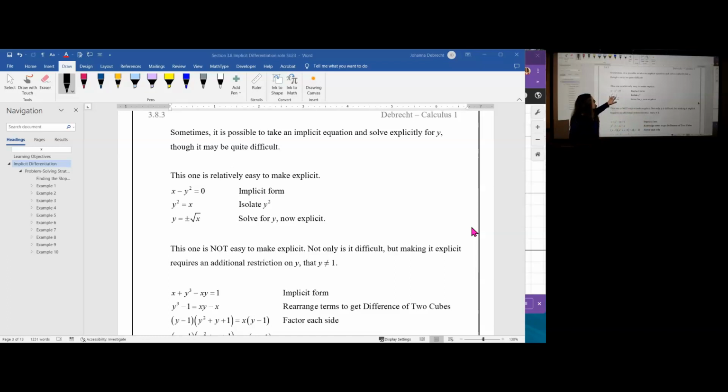Now, if we solved it for y, we would have to move each term to the opposite side of the equation and then take plus or minus the square root. However, it would be easier to take the derivative in the implicit form because of the radical in the explicit form and the plus or minus.